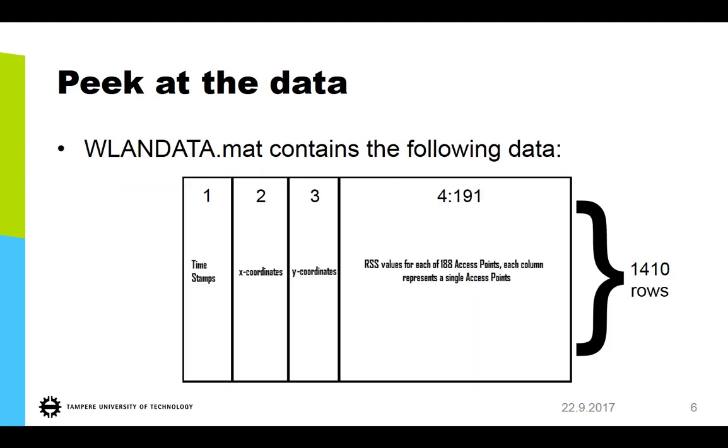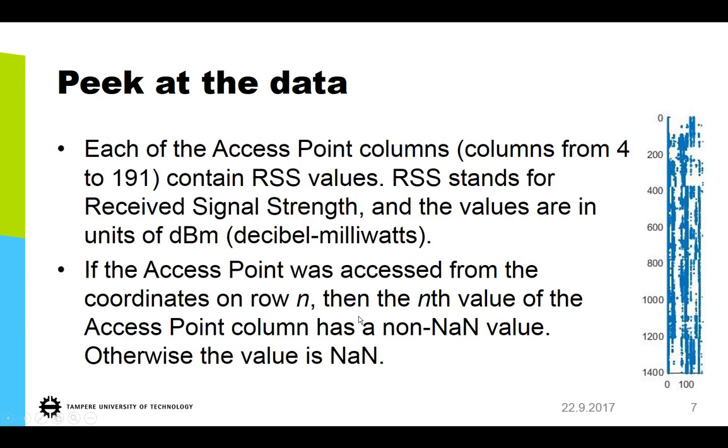Next, we will take a peek at the data. This exercise contains a data file called wlandata.mat, which contains the following data. There are in total a little over 1400 rows. The first column is the column of timestamps. The second and third columns are for x and y coordinates, and the rest of the columns are for each access point containing their received signal strength values. If the access point was accessed from the coordinates on row n, then the nth value of the access point column has a non-NaN value. Otherwise the value is NaN.